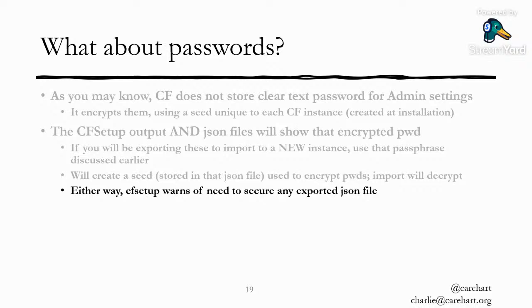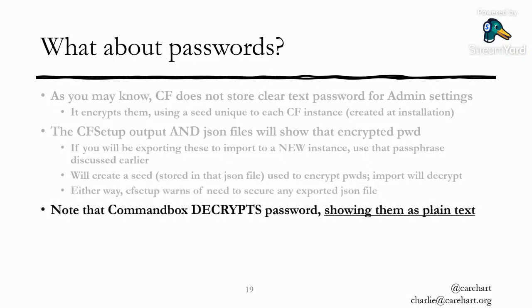But when you use the passphrase so that you can take it to another instance, then that key is in that file, and the import will use that key to decrypt it. So you do want to secure these, and it warns you when you do any of that stuff. It says, hey, you should treat these JSON files that have passwords very carefully. Be sensitive about leaving them around.